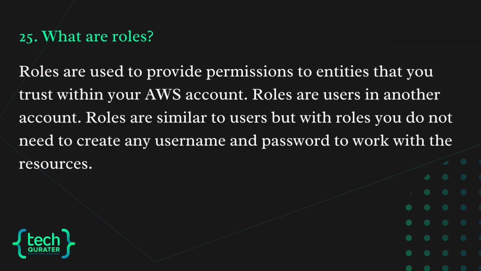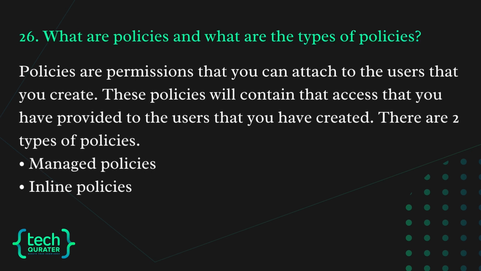What are roles? Roles are used to provide permissions to entities that you trust within your AWS account. Roles are users in another account. Roles are similar to users, but with roles you do not need to create any username and password to work with the resources. What are policies and what are the types of policies? Policies are permissions that you can attach to the users that you create. These policies will contain the access that you have provided to the users that you have created. There are two types of policies: managed policies and inline policies.